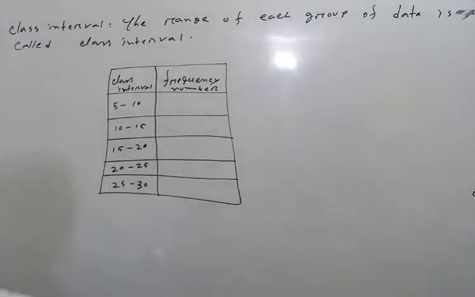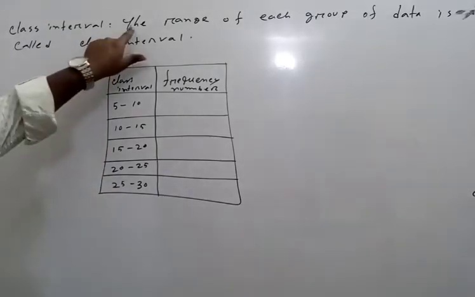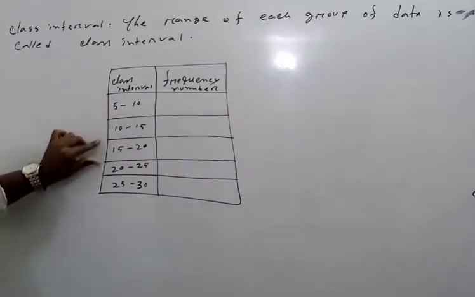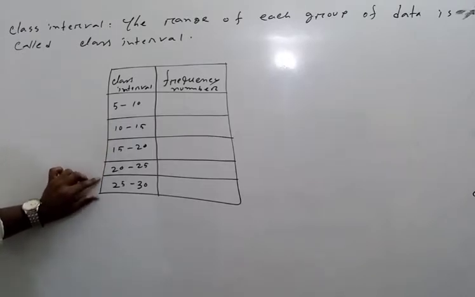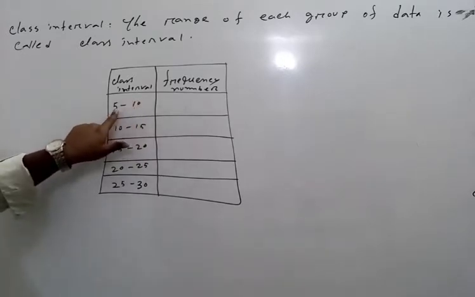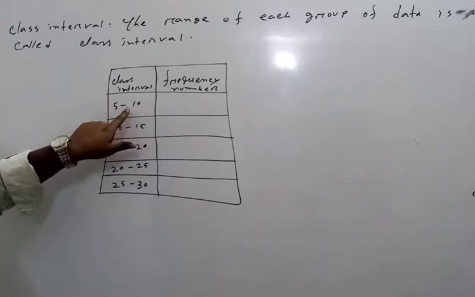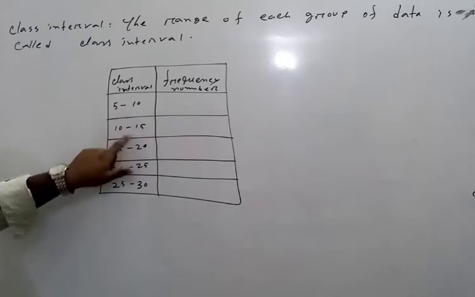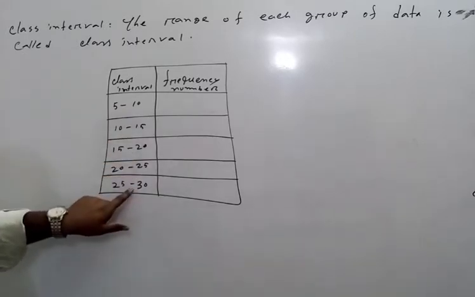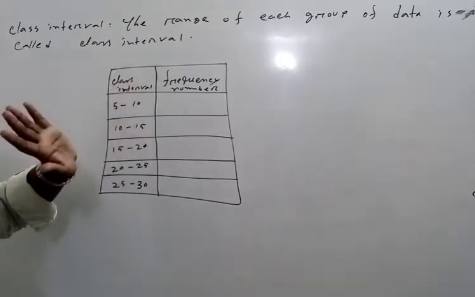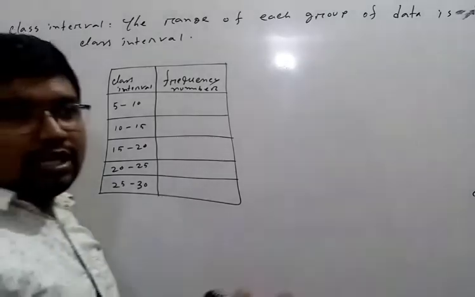So this is the range of each group of data. Suppose this is data, this is also data, this is also data. So the range is 5 to 10. You just subtract 5 from 10 and you get 5. And you also get 5 for the others. So the class interval of this table is 5. Understand? Frequency we will describe after some time. Okay.